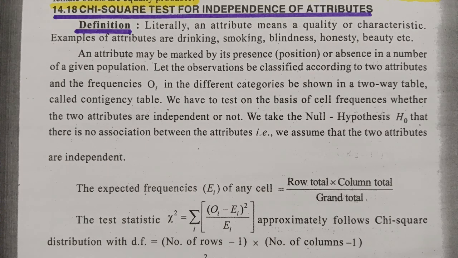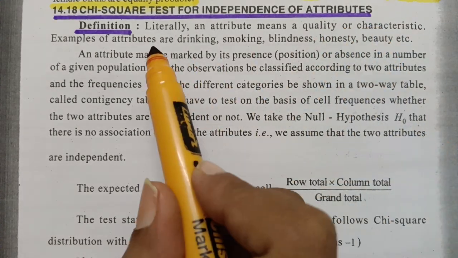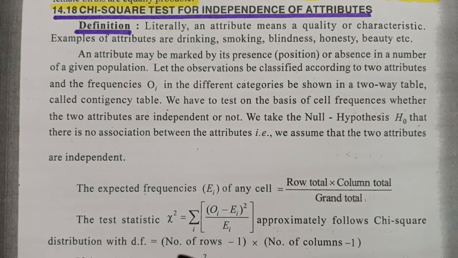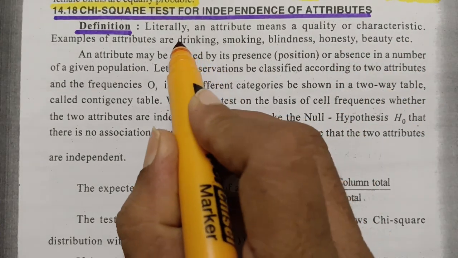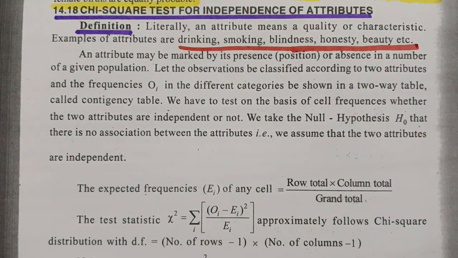And today's topic is the chi-square test of independence of attributes. So this is the second model on chi-square test. So here, what is an attribute? Literally, an attribute means a quality or a character. Examples of attributes are drinking, smoking, blindness, honesty, beauty, etc. Clear?